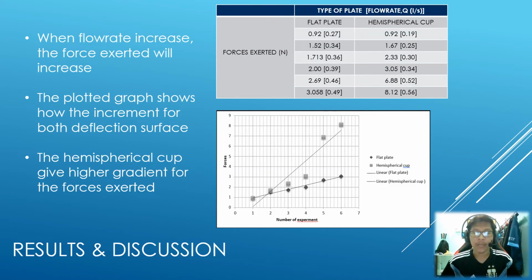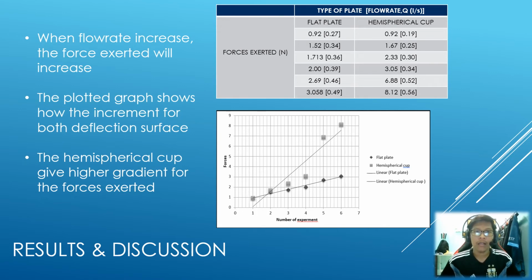From the experiment done, we collect the data and then we put it inside a table, and the table looks like this, which tells about the forces exerted on the two different surfaces, which is the flat plate and also the hemispherical cup. And from the data, we plot a graph, and the graph looks like this. As we can see from the graph, the gradient for the hemispherical cup is much higher than the flat plate.